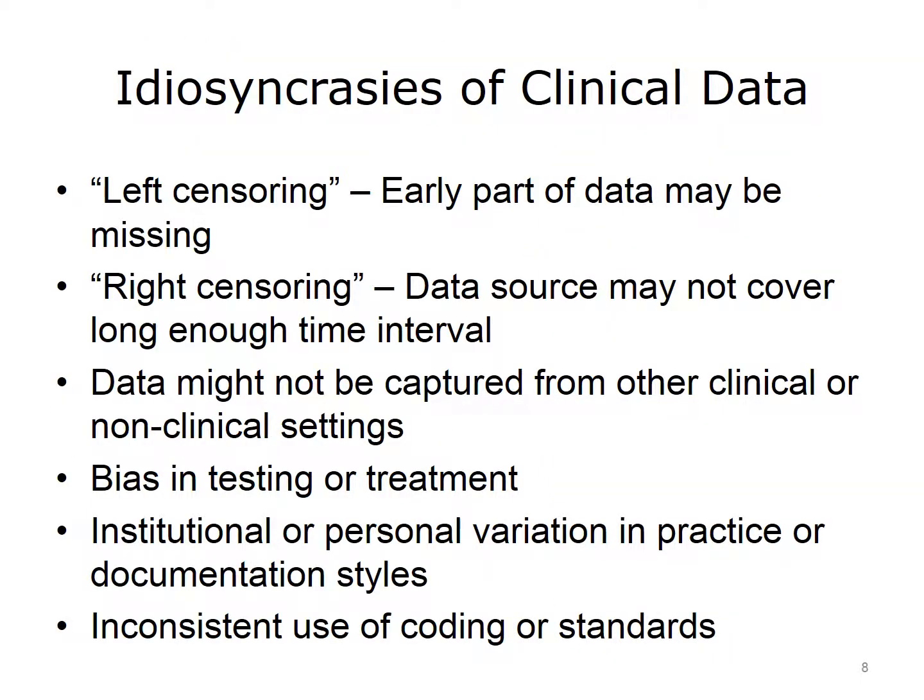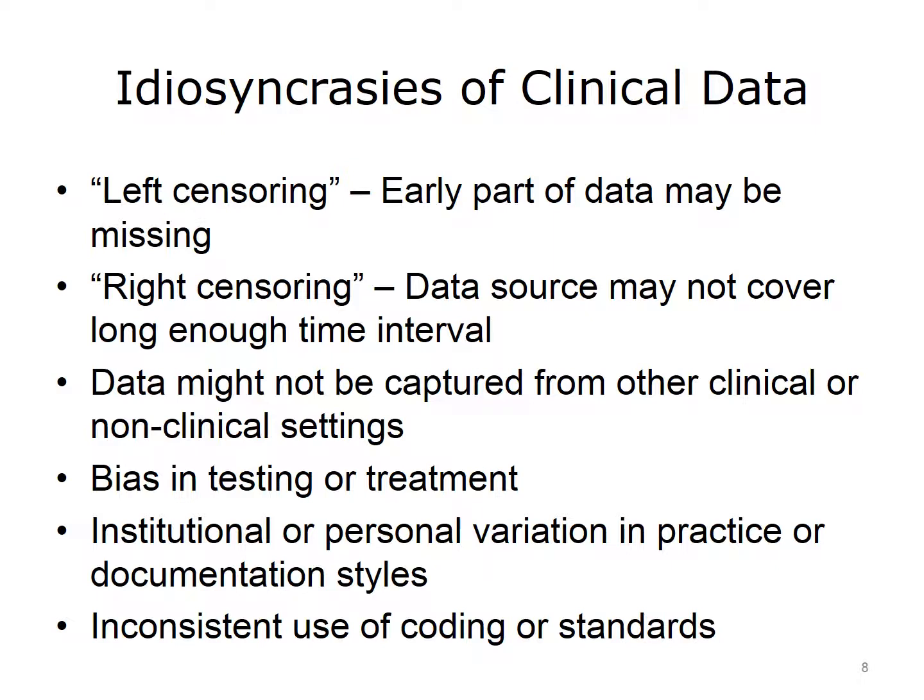What are the idiosyncrasies of clinical data? Let's start by revisiting censoring, where some of the data is missing. There may be left censoring, in that the early part of the data may be missing. For example, the first instance of a disease in a record may not be when the disease was first manifested. This may occur because perhaps it was not yet diagnosed. There is also right censoring, where the data source may not cover a long enough time interval to cover the entire time course of the patient and their disease.